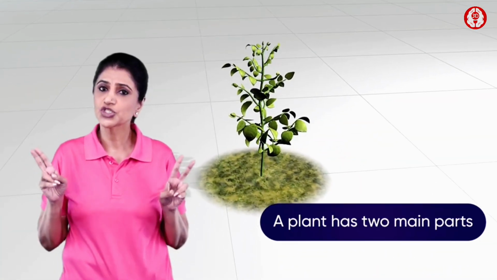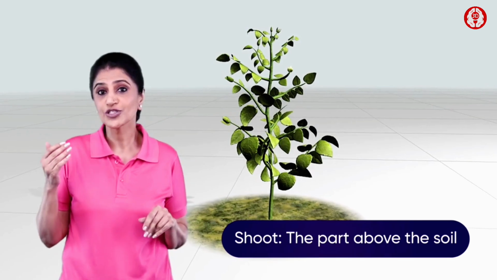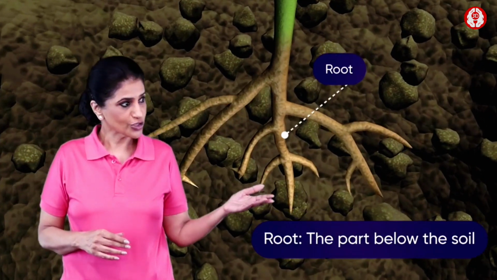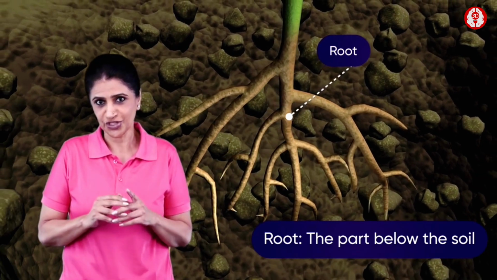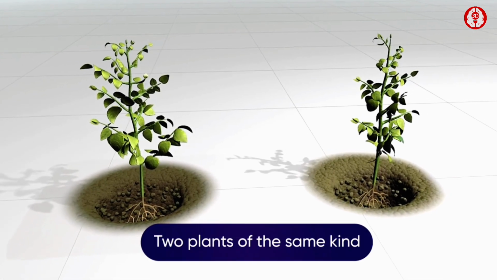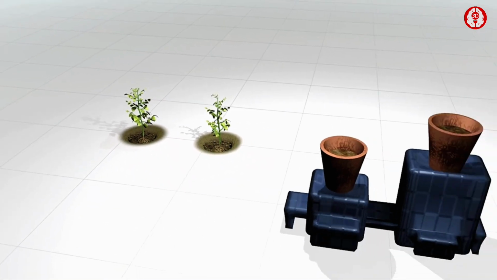A plant has two main parts. The part above the soil is called the shoot, and another part which is under the soil is called the root. Here we will study the function of a root. Let us first dig out two plants of the same variety very carefully without breaking the roots.